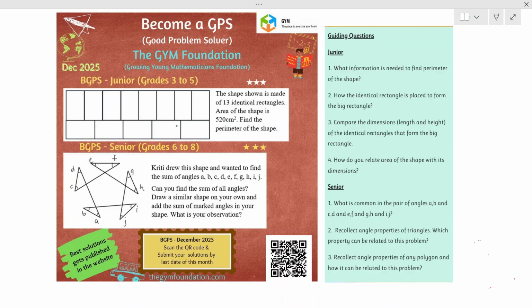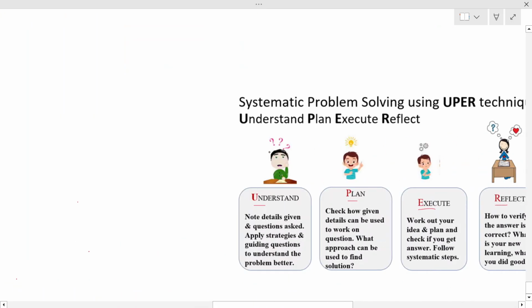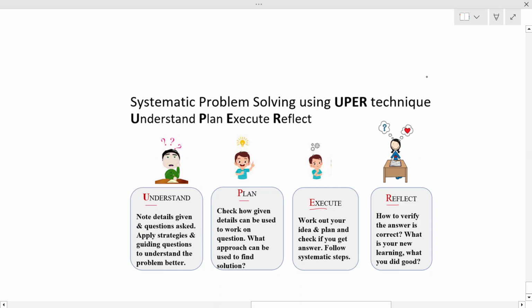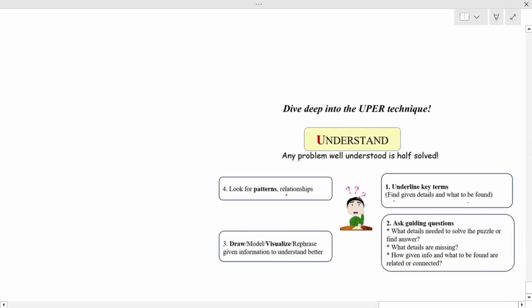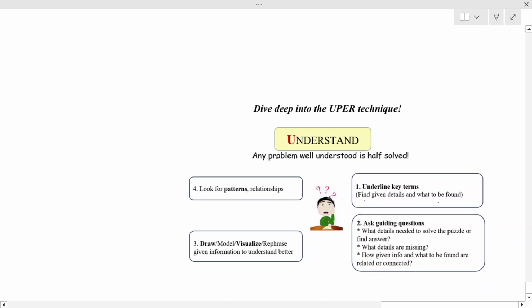Any problem, if we want to work in a systematic way, we follow a technique called the UPER technique. This is a research-proven technique which stands for understand, plan, execute, and reflect. And understanding a problem is very important because if you understand a problem, it is like half solved.